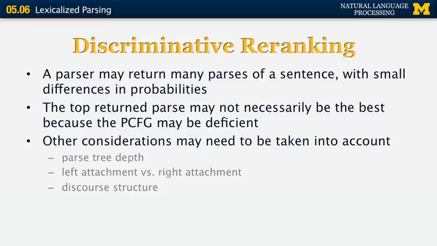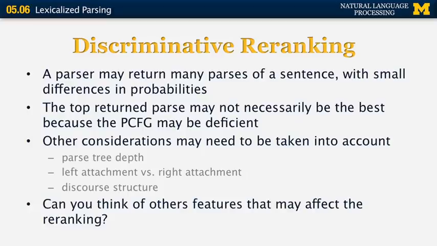You can also look at the discourse structure. So for example, if a certain sentence is the second one in a paragraph, you may want to treat it differently because it's more likely to include anaphoric expressions that refer back to the previous sentence. So can you think of some other features that can be used in the re-ranking?